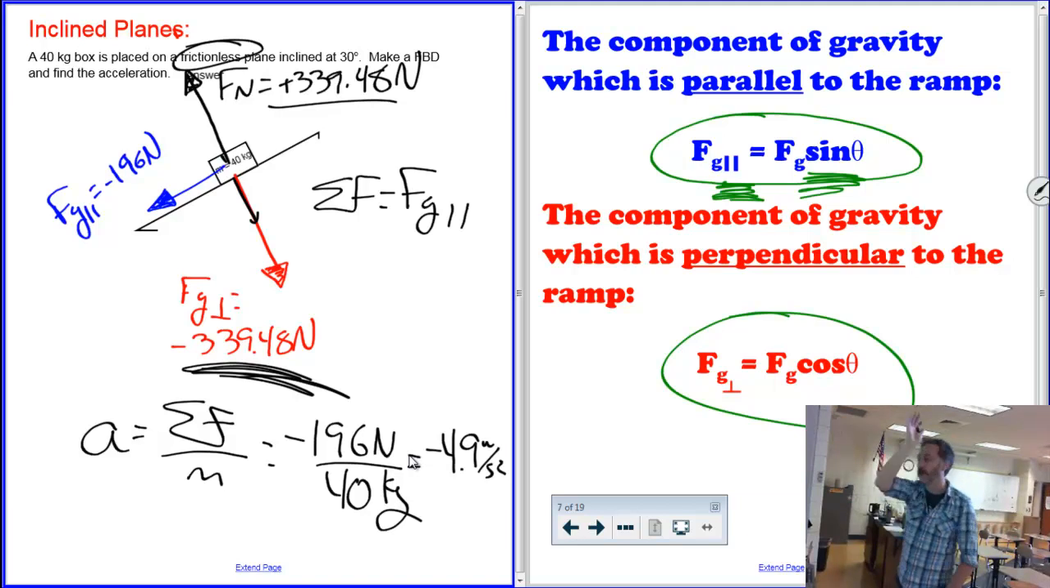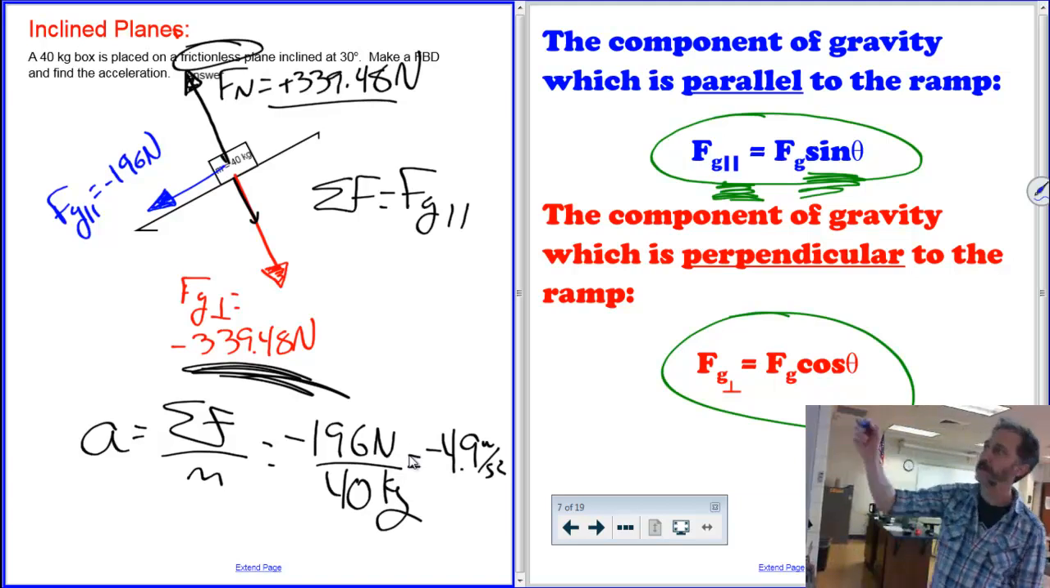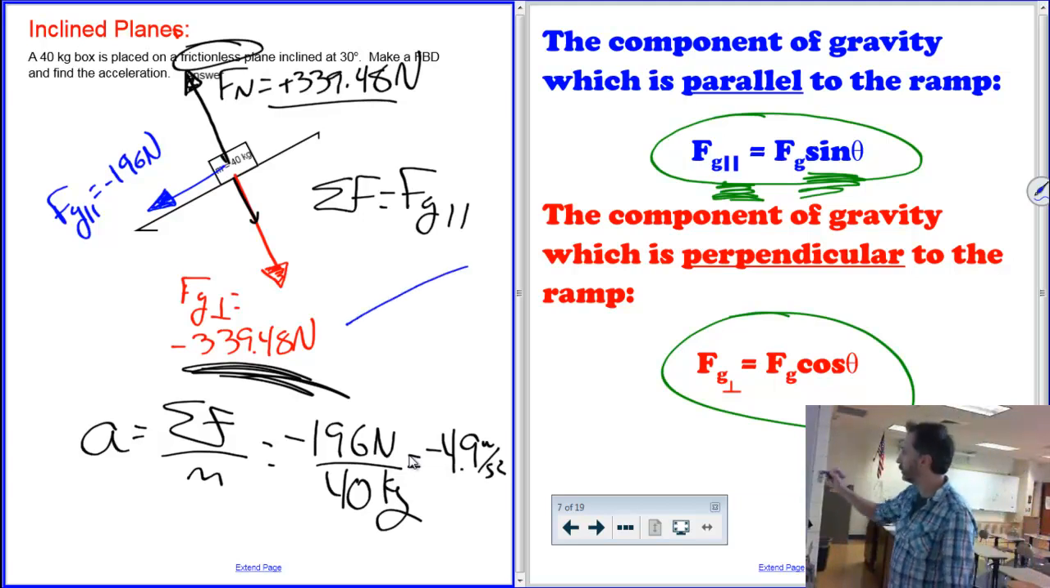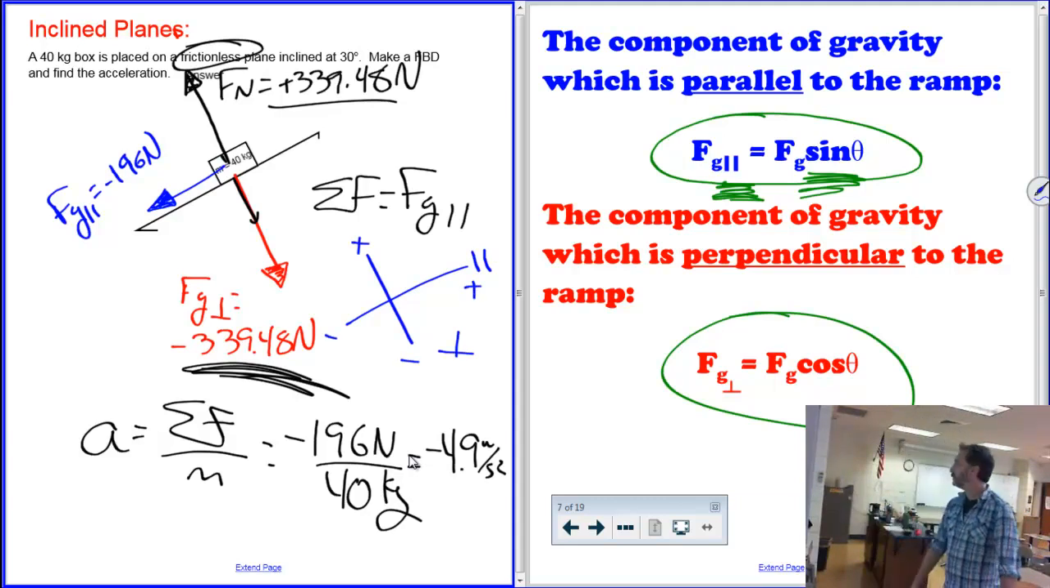Also, let's talk real quick about positives and negatives. I will usually make down the ramp and into the ramp negative. So my coordinate system is always going to be parallel, perpendicular, negative, negative, positive, positive. So there you go.